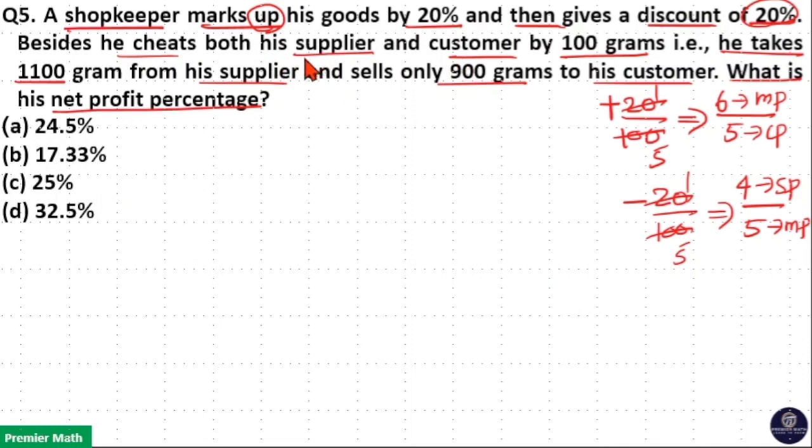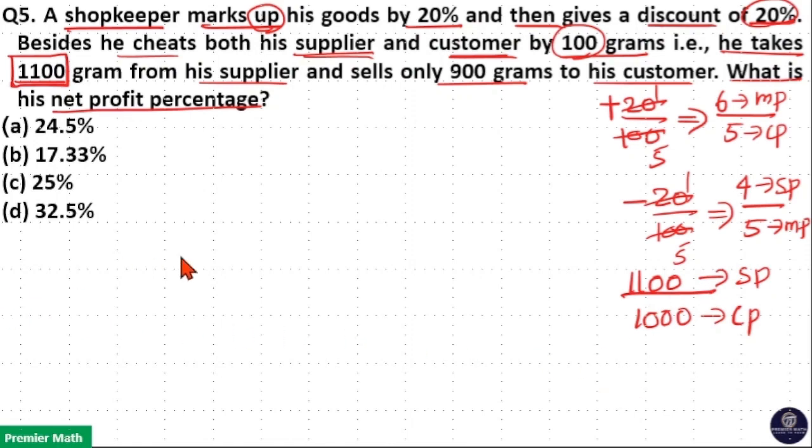Then he cheats both his supplier and customer by 100 grams. That means when he buys 1000 grams, he is actually getting 1100 grams from his supplier. That is, he is cheating his supplier by 100 grams. He will be giving money for 1000 grams, but he is actually getting 1100 grams, so that he can sell it as 1100 grams.